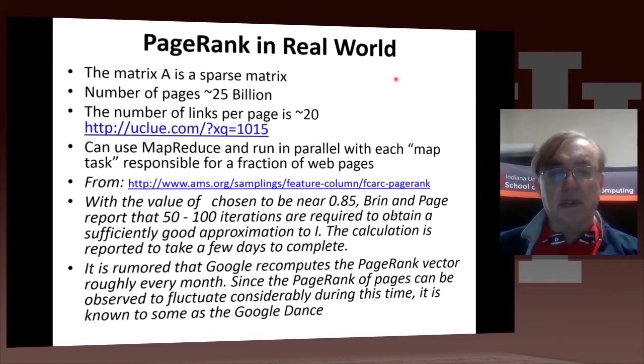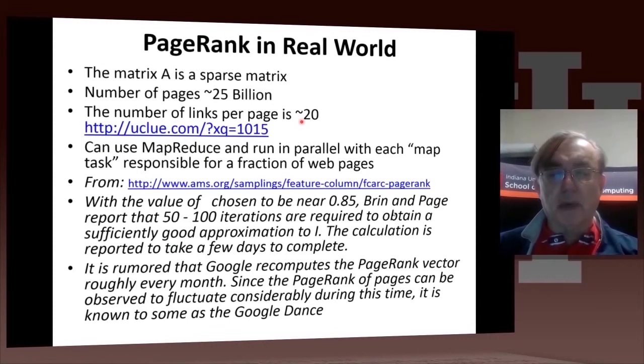And also, you really need to worry that the matrix is sparse. Previously, we didn't care about that. When we actually had sparse matrices, most of them were 0. But that's drastically true in the real world. The average number of links on any one page is 20, according to this URL here. So really, we have a matrix which is 25 billion by 20.